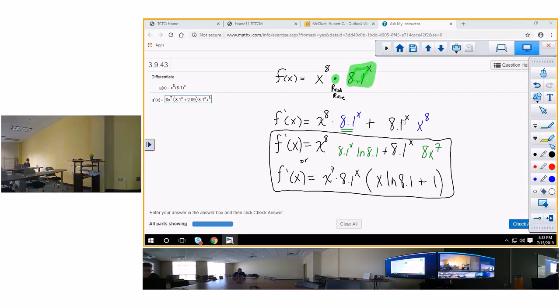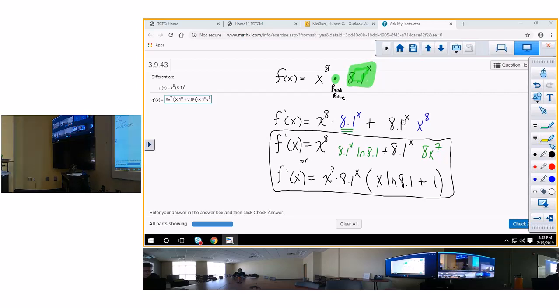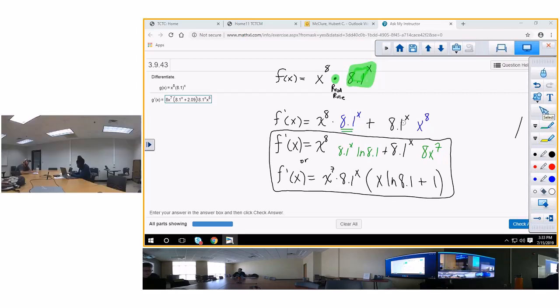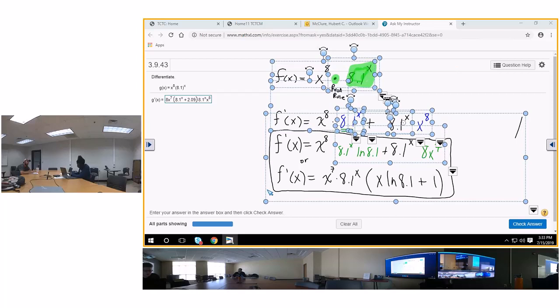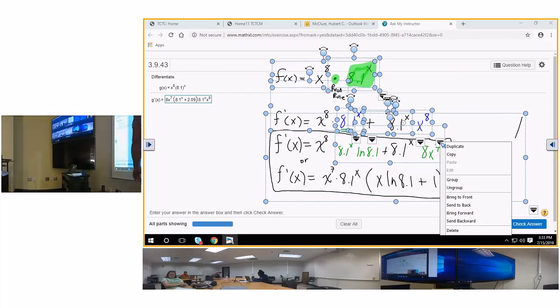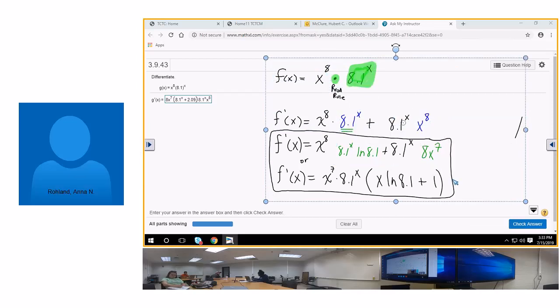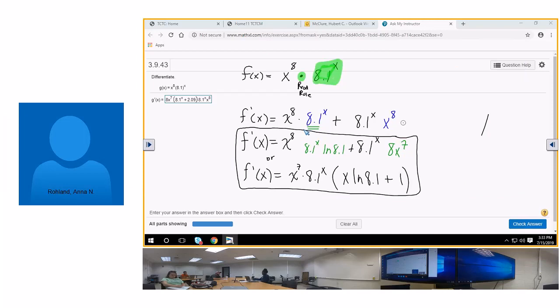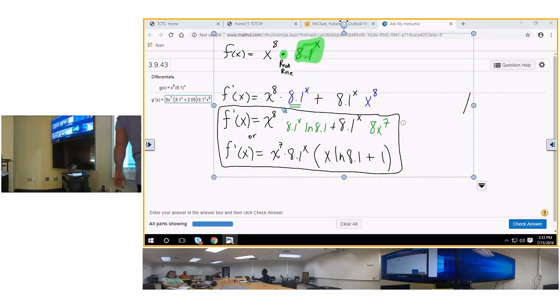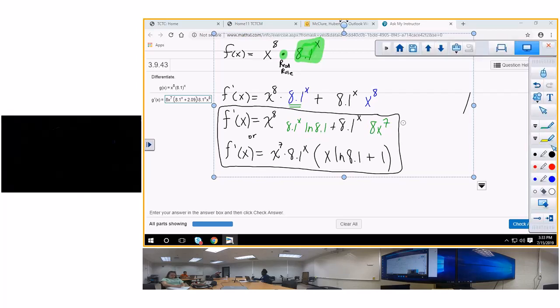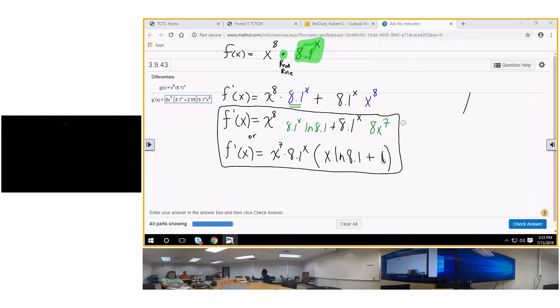Now take the natural log of both sides. Wouldn't it be plus 8 instead of plus 1? It probably is. I probably made a mistake. Yes, you're right. Thank you.